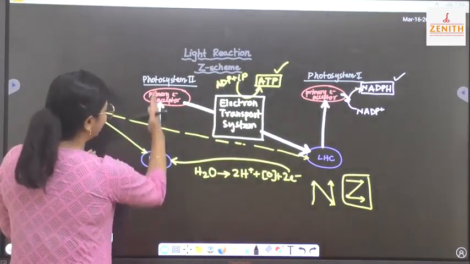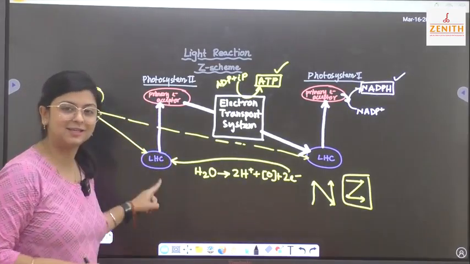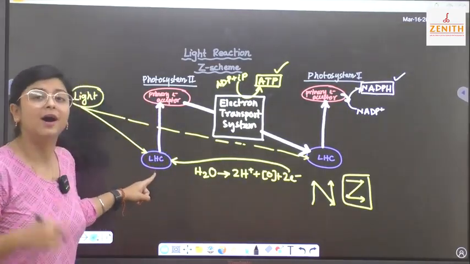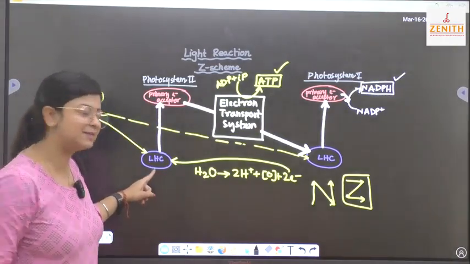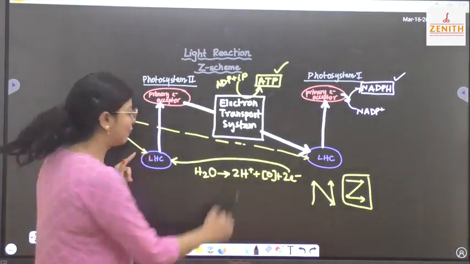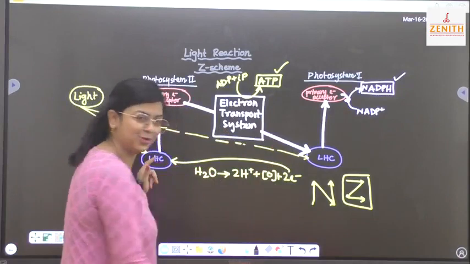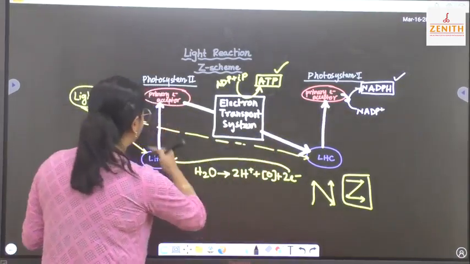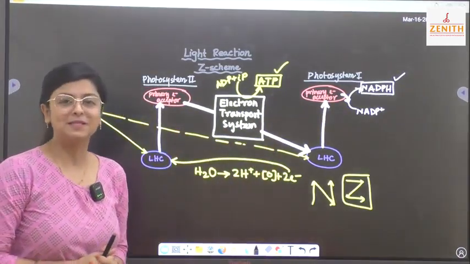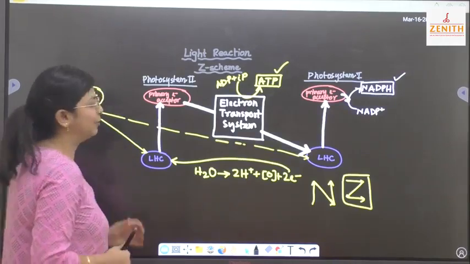Now the main thing is that after losing the electron by the LHC, there is still a deficiency of electron here. How to fulfill this electron deficiency? Water is split. It forms hydrogen, oxygen, and also the electron. This electron will be given to the LHC to compensate this. So this is about our Z scheme.